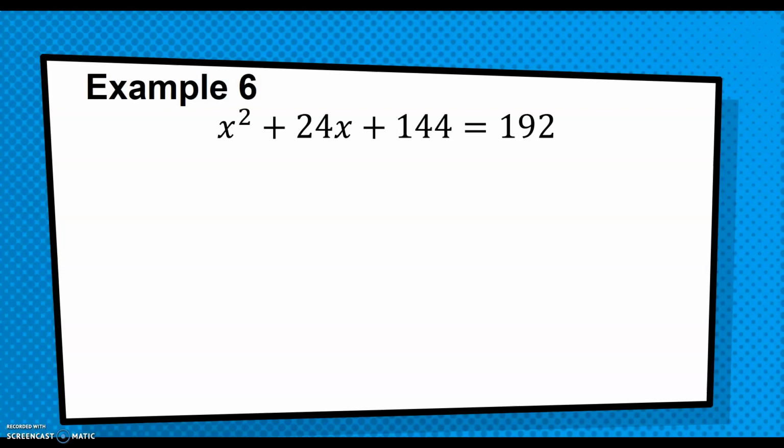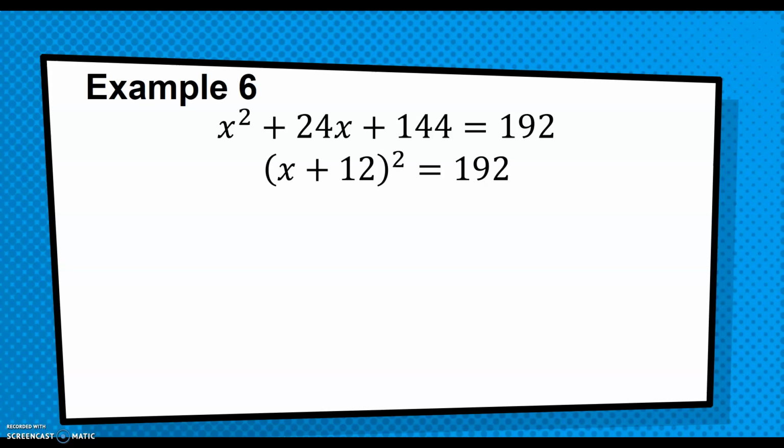Example 6. Ooh, this looks like a hot mess. But I'm going to do some quick factoring for you. You could do it using the box method, but I'm going to go ahead and do it for you. x squared plus 24x plus 24 just factors to x plus 12 squared, and the 192 stays the same on the other side.